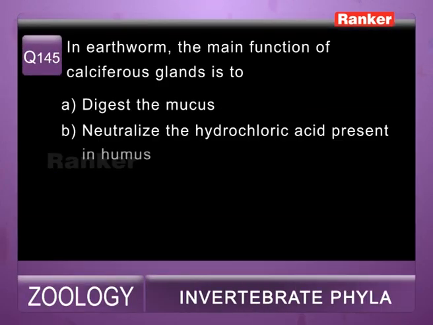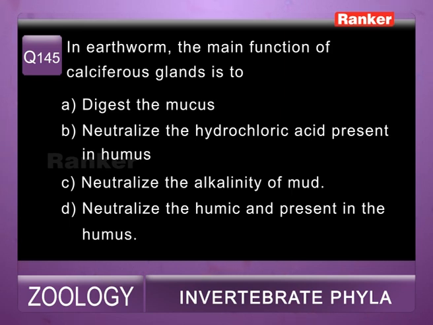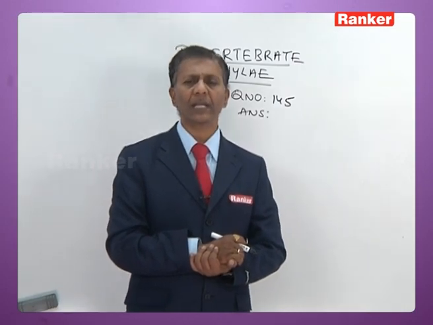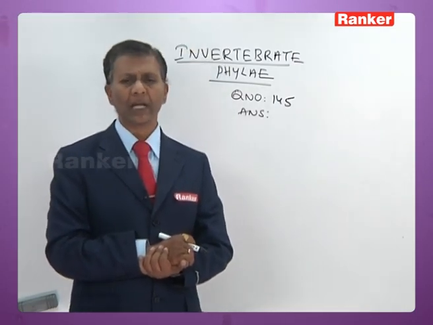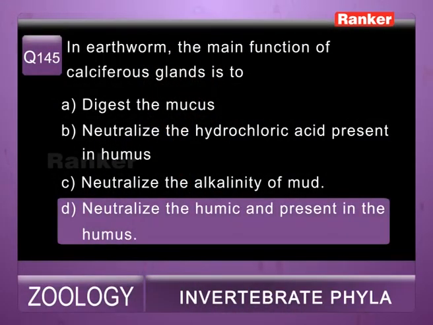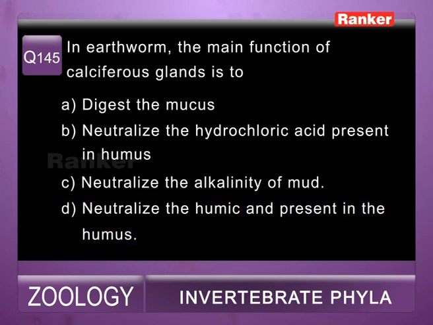Now question number 145, in earthworm the main function of calciferous glands is to A digest mucus, B neutralize hydrochloric acid present in humus, C neutralize alkalinity of mud, D neutralize the humic acid present in the humus. So 145 question correct answer is neutralize the humic acid present in the humus. 145 question correct answer is D.